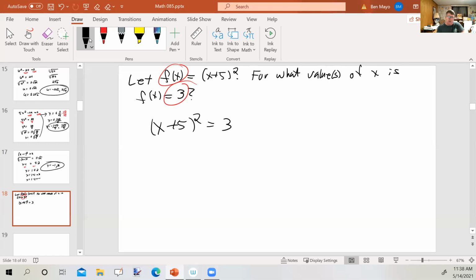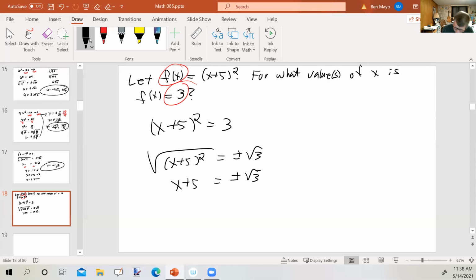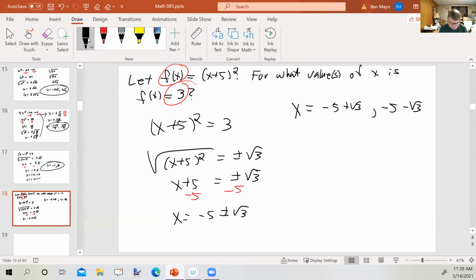Now, I moved the 3 to the right side. I could have left 3 on the left side, but I just like to have my square with a variable on the left. So now I'm going to take the square root of both sides. So I get x plus 5 equals plus or minus the square root of 3. Continuing on, I'll subtract 5 from both sides. So x equals negative 5 plus or minus the square root of 3. I can't do anything to the square root of 3. So my two answers would be negative 5 plus the square root of 3, comma, negative 5 minus the square root of 3.